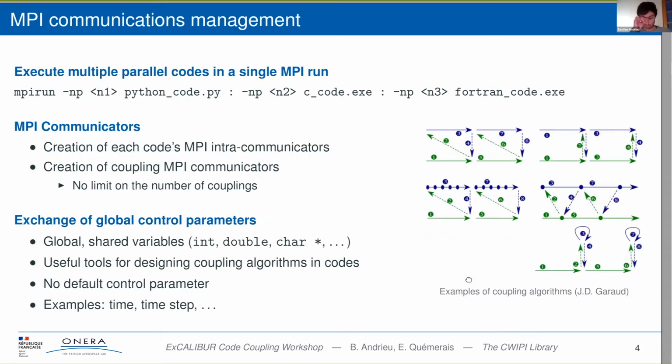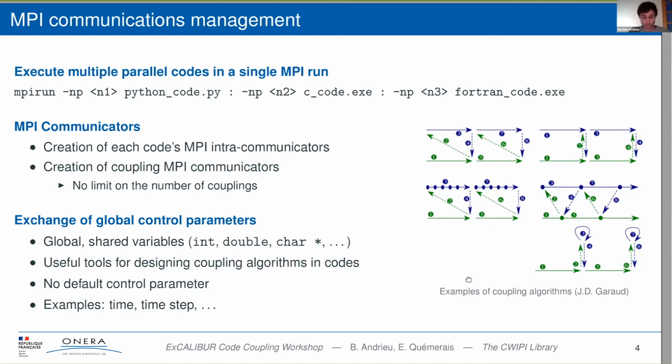CWIPI actually requires that the coupled codes are run in the same MPI environment. And if the codes are themselves parallel, they all must be compiled with the same MPI implementation. So this is currently a constraint that we are working to eliminate. I'll talk more about it later.